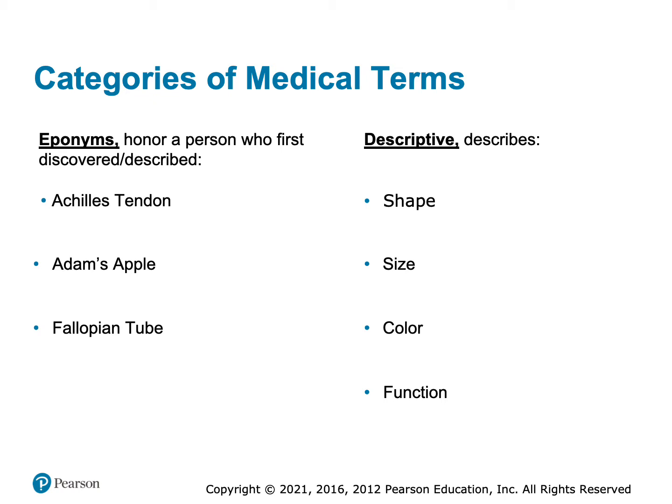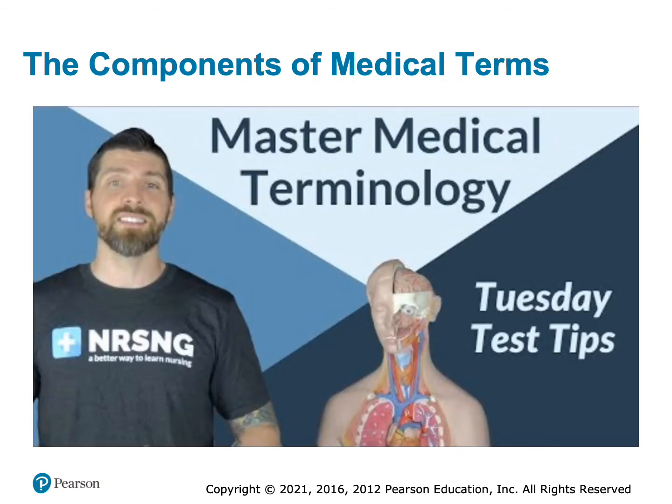The other category is descriptive terms. Descriptive terms describe, whether it's shape, size, color, or function. They tell us about that word. So to explain how to understand those descriptive medical terminologies, we're going to watch this video with Chance because he does a really good job of breaking down how to read and understand those medical terms that we're going to be using throughout class.